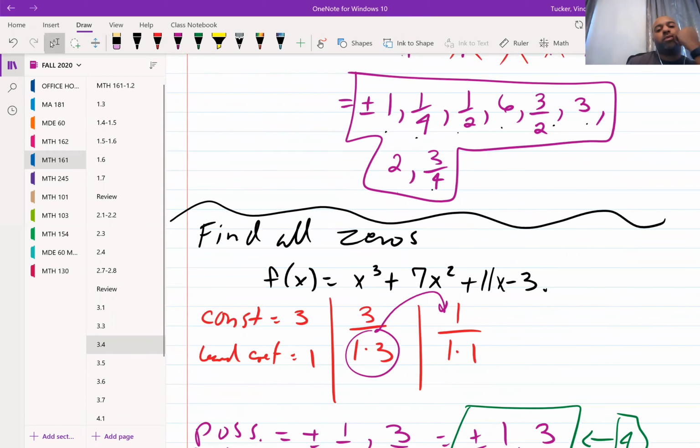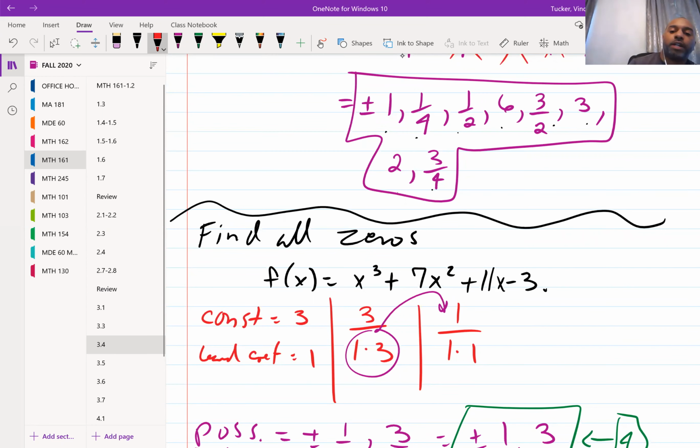All right, so let's use that. So we have x cubed plus 7x squared plus 11x minus 3. They want us to find all zeros. So now notice they didn't say find the possible zeros or the possible solutions. They want us to actually find the actual solutions.